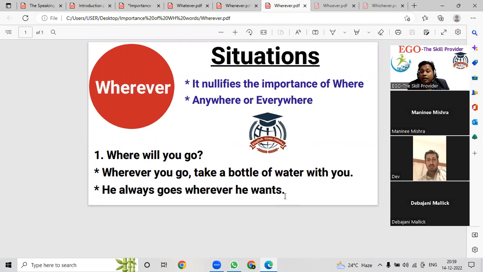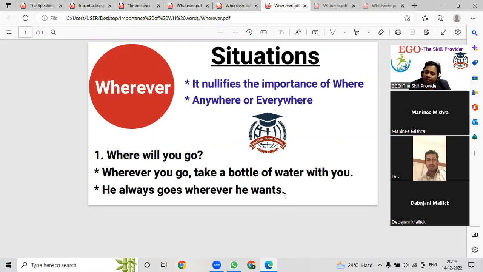Wherever you go, take a bottle of water with you. Whether you go to the playground, whether you go to school, you go anywhere, it doesn't matter. But take a bottle of water with you, because you have some problems. You are not taking water. He always goes wherever he wants.